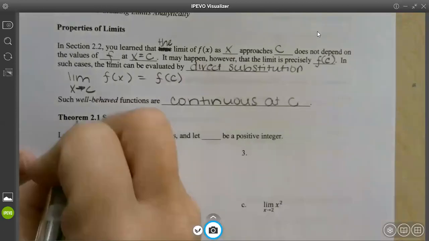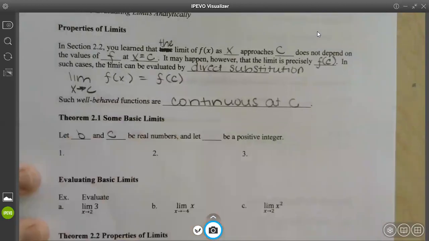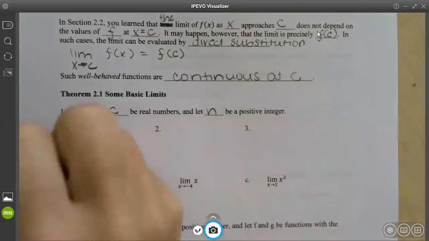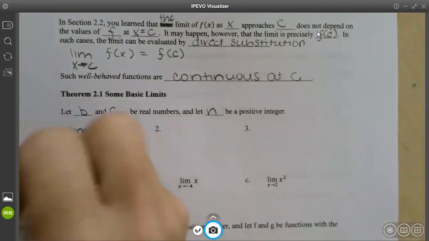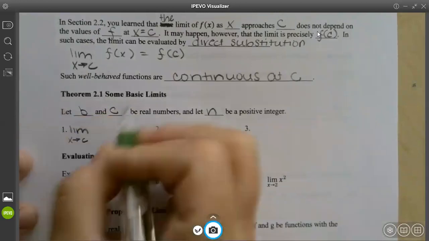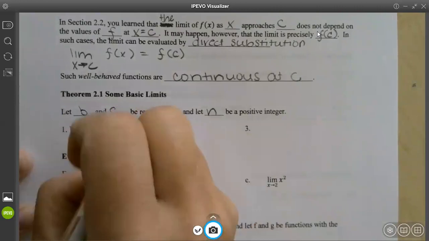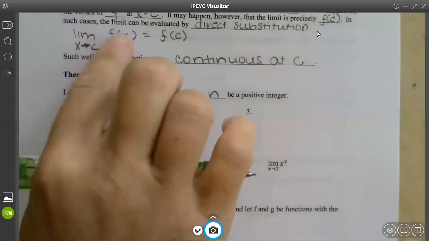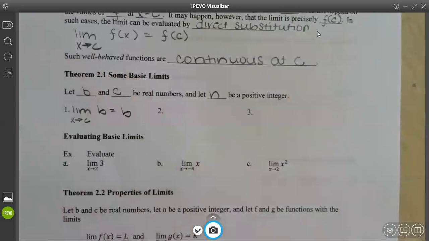So theorem 2.1 has some basic limits. Let b and c be real numbers and let n be a positive integer. So we have the limit as x approaches c of b will equal b. So if they give you the limit of 5 as x approaches 4, then your answer is going to be 5. It's a continuous horizontal line. Okay, we'll see examples of this. So I'm just trying to give you an idea of why it would say b and b.